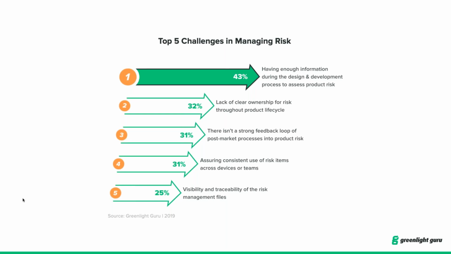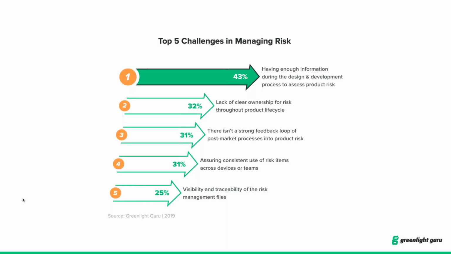Some of the other challenges, it's not clear who owns risk throughout the entire product lifecycle. I think it's pretty clear, generally speaking, that during the design and development process, generally the product development team will, quote, own the risk management activities during the design and development. But once you launch a product, then what happens? I think there's some confusion about that.